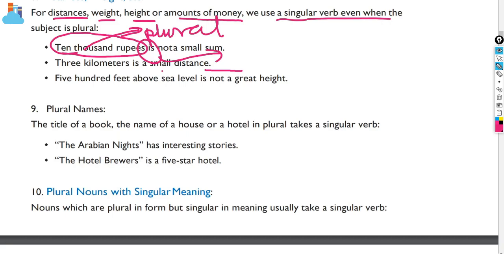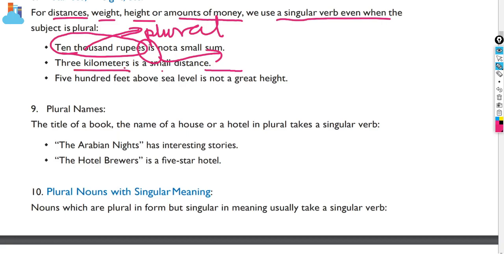तो ये exception क्या है कि in order to point out the distances, weight, height, amount of money, ये सारे concept, money का concept, height का concept, weight का concept and distance का concept में हम क्या करते हैं? हम एक singular verb use करते हैं even if the subject is plural.